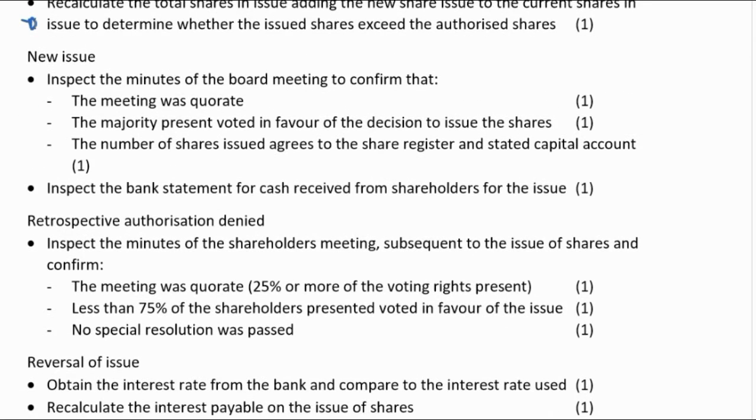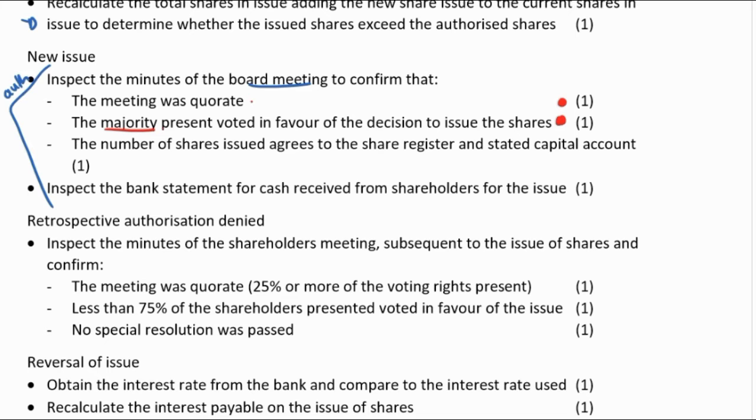Okay, for the new issue, then you can test the authorization of that, which would have been board minutes that you would have inspected. Just have a look here. We're going to get to this at a later stage, but for every decision, whether it be by your shareholders or your directors, there will have to be a certain number of people present at the meeting so that there is a quorum. There will have to be a certain number who vote in favor to pass the resolution. Remember, for directors, it's just majority. And so you would have to look at the minutes to see that there was a quorum, and that a majority voted in favor.